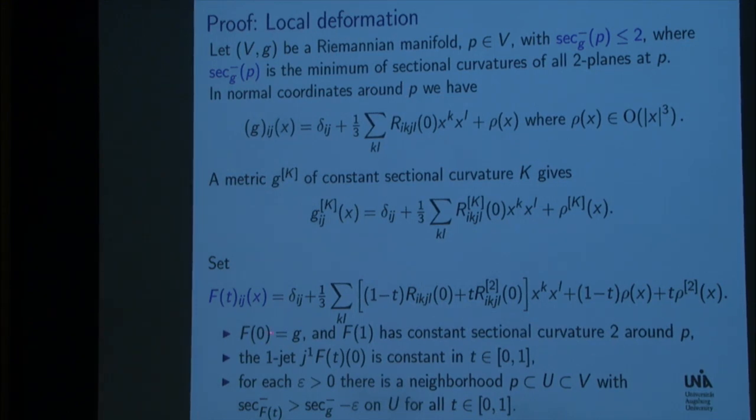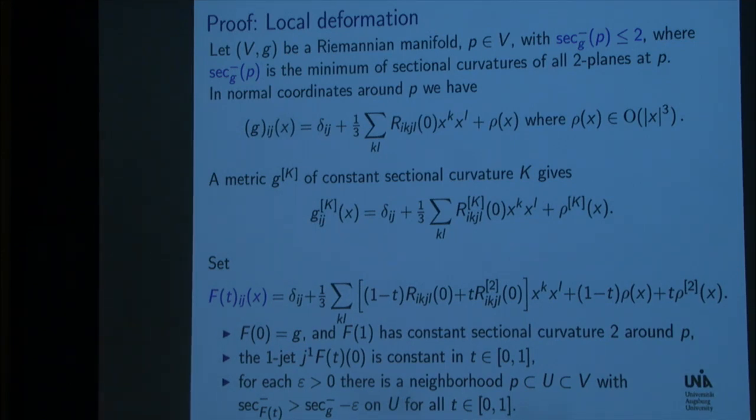So F0, this local deformation here, when I plug in t equals 0, I get the given metric g, and F1 has constant sectional curvature 2 around P. This is then this metric. And the one-jet stays constant at P.